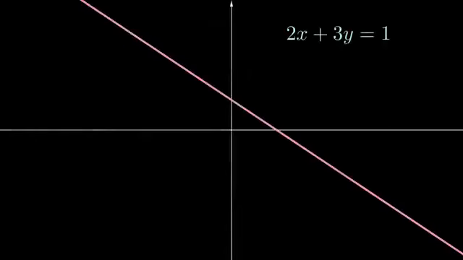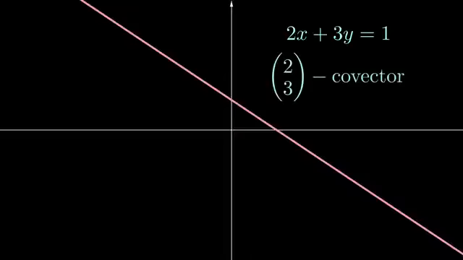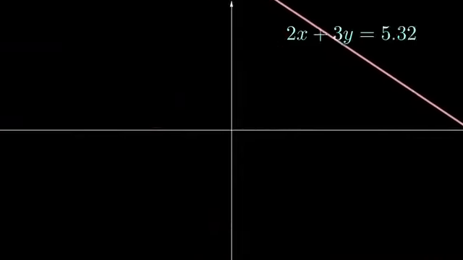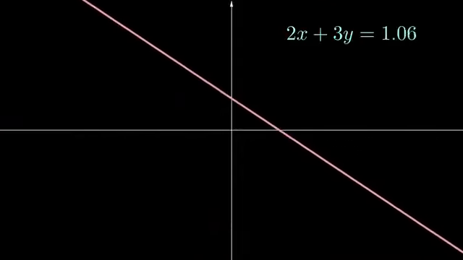In this specific case, we plot the line graph ax plus by equals c, where a is 2 and b is 3, so this represents a 2-3 covector. By varying c, we get a glimpse of how this function behaves. In this case, it just moves up and down.